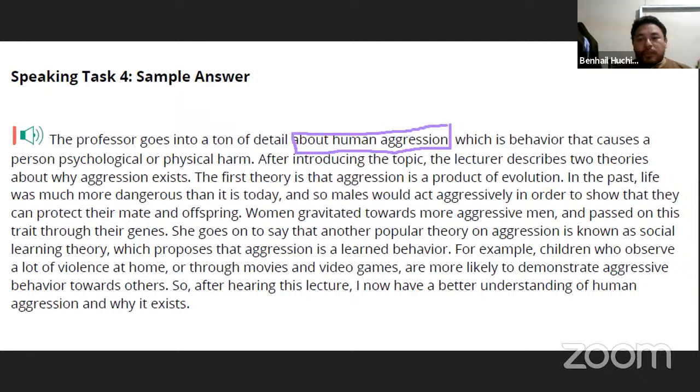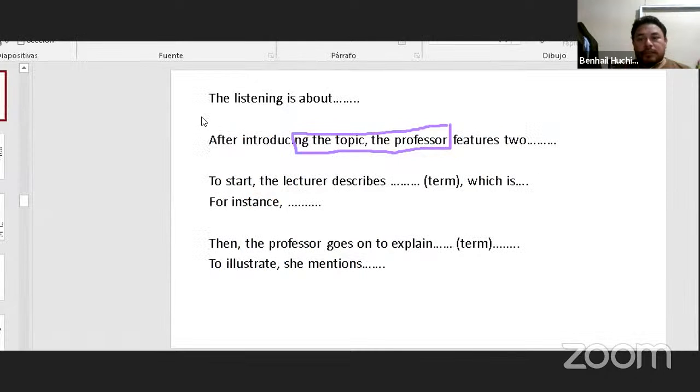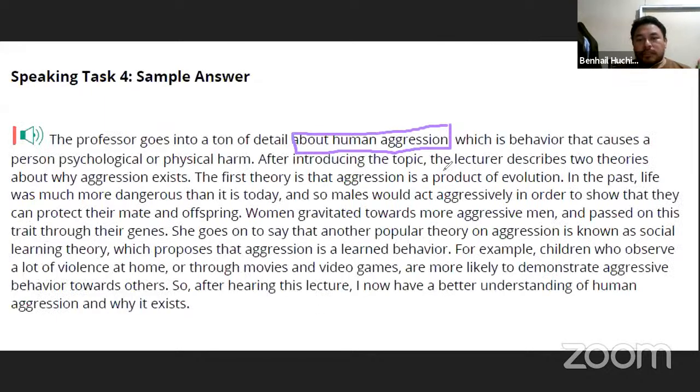If we see here on the template, it is very similar. We start saying the listening is about human aggression. Okay, look at the similarities. After introducing the topic, the professor features two. He's saying human aggression. After introducing the topic, the lecturer describes two theories. In this case, you can see that it's the same. In the lecture, there are mostly two examples, so you have to focus on two things. You have to select two things to explain. Okay, then theories about why it exists.